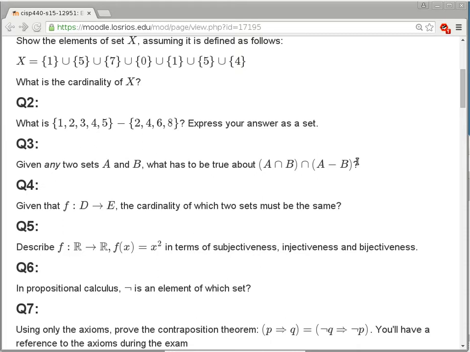Are there any questions about the third question in the practice test? No questions? All right. Moving on to the fourth question.